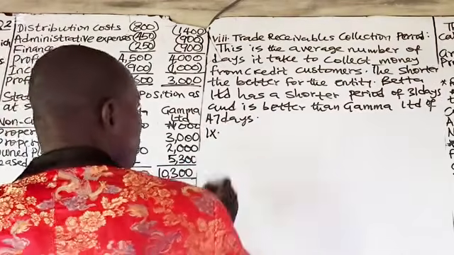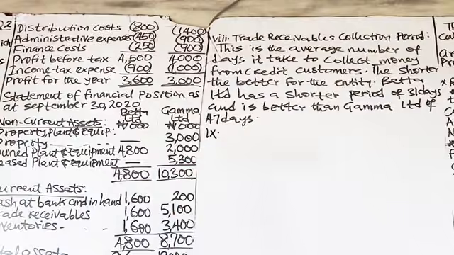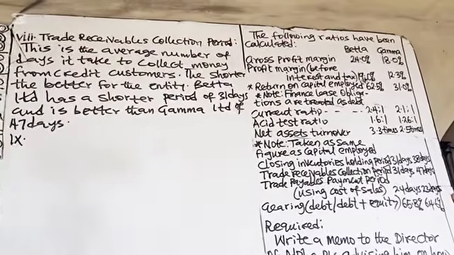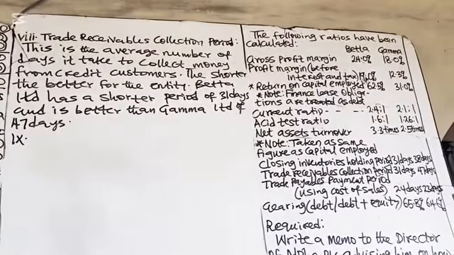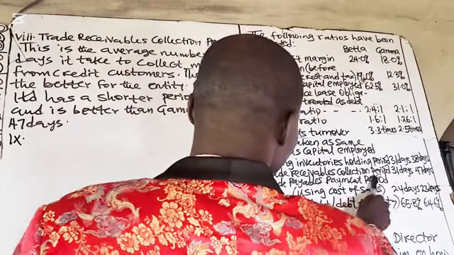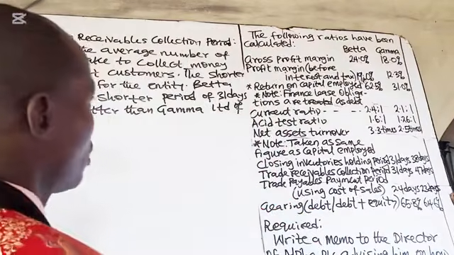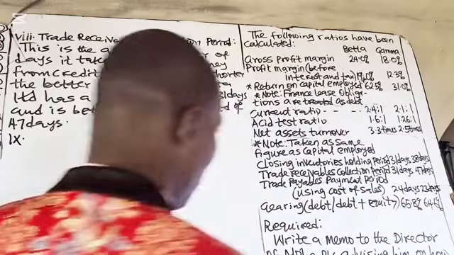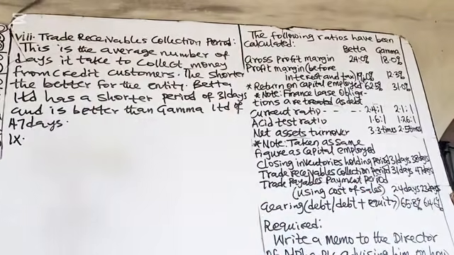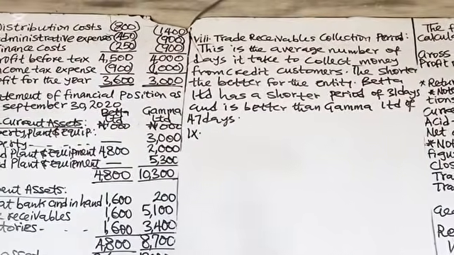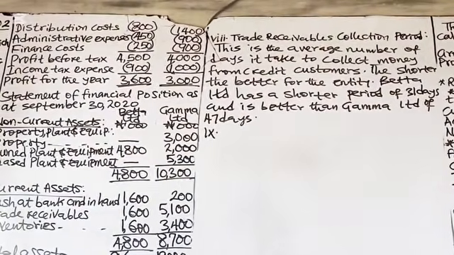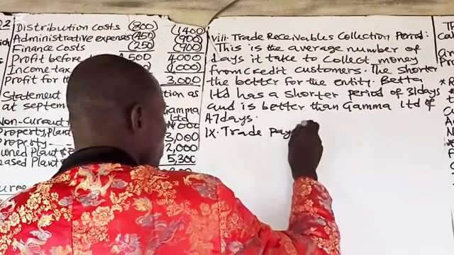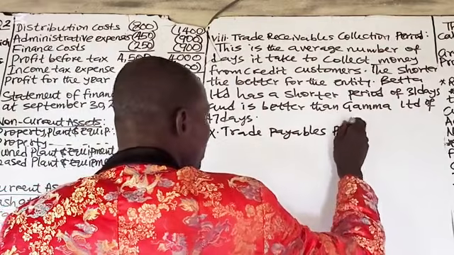Number 9 is trade payables payment period. We have trade payables payment period using cost of sales. Beta Limited has a 24 days payable payment period, while that of Gamma Limited is 23 days. So this one is very close.